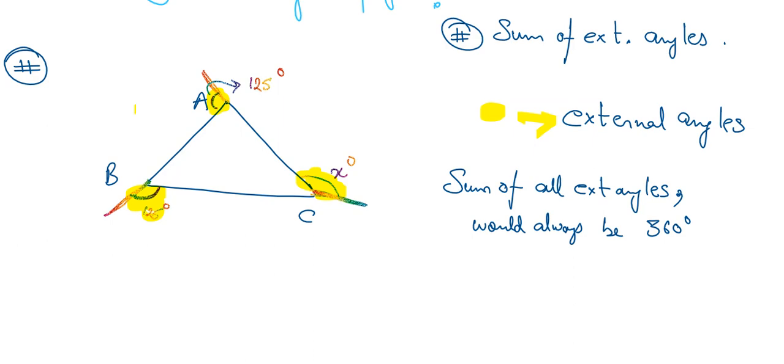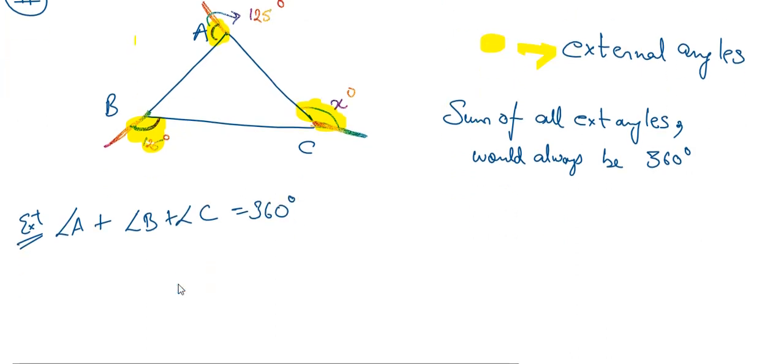Yeah, so let me just solve for X. See, I have external angle C. This is external, not the internal ones. External A plus external B plus external C would sum up to 360 degrees. That's what my property says. So external angle A is given to be 125, as well as B is also 125. C I am taking to be X, and here 360.